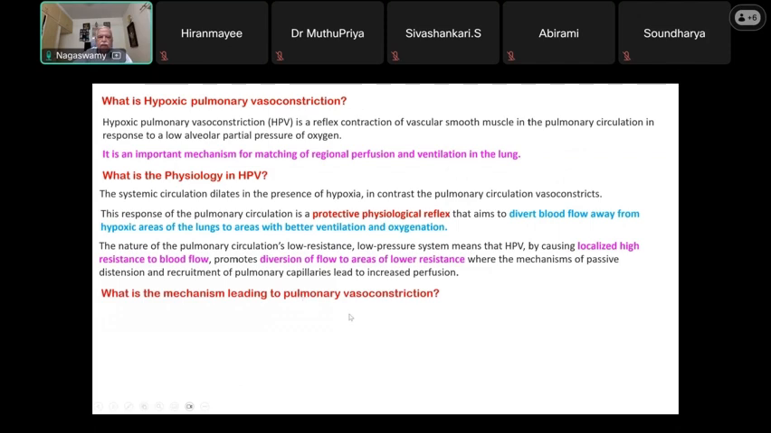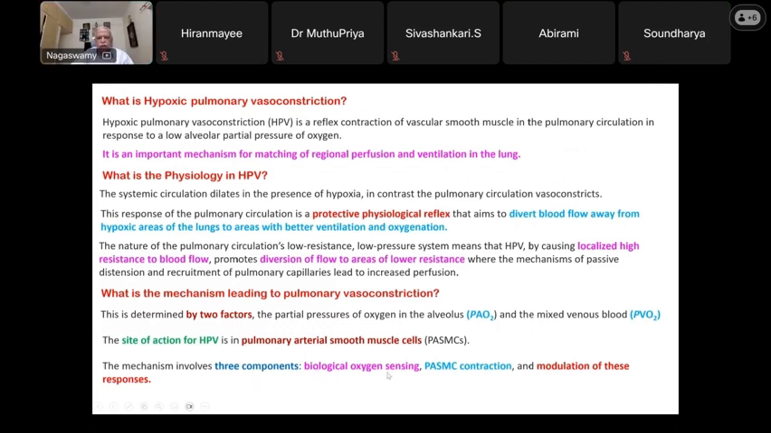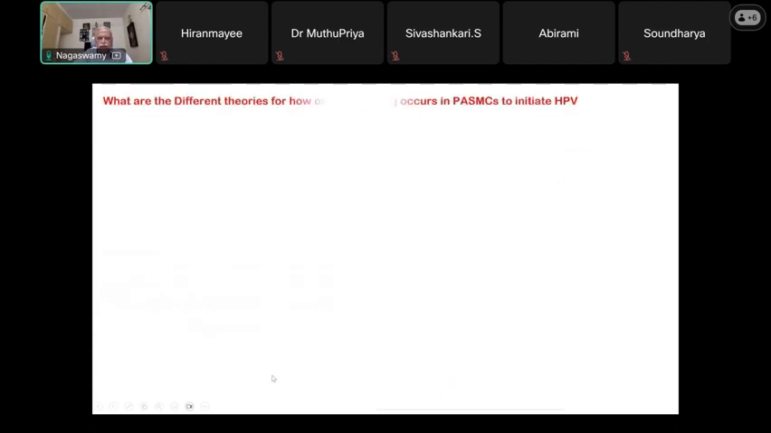And what is the mechanism leading to that? Several important theories have been given. Two important factors are the low alveolar oxygen PaO2, and mixed venous blood oxygen also. The site of HPV is the pulmonary arterial smooth muscle cells, which have to go into constriction. And the three components which help in that are biological oxygen sensing, pulmonary arterial smooth muscle contraction, and modulation of these responses. These are the three things which result in that.